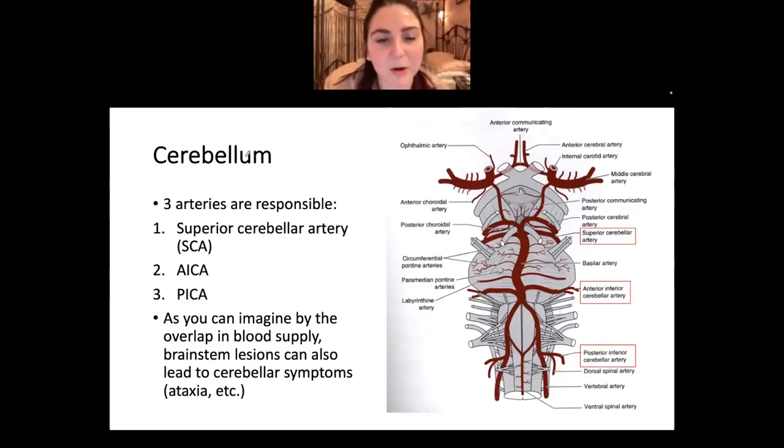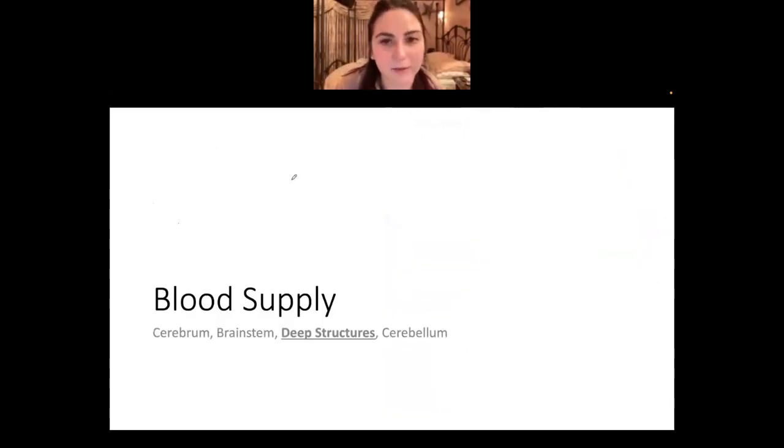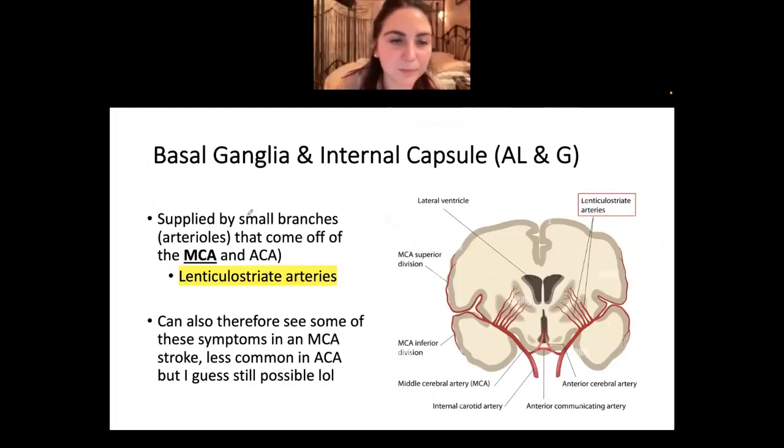And then I'm going to go to the cerebellum next. It's again, back to this picture because everything comes from this picture. There's 3 main arteries that supply the cerebellum and they all have cerebellar in the name, which is really nice. But if they're abbreviated, they don't. So just keep that in mind. So the first one is your superior cerebellar. Your second one is your anterior inferior cerebellar artery. And your last one's your posterior inferior cerebellar artery. As you can imagine, by the overlap in blood supply, brainstem lesions can also lead to cerebellar symptoms. So remember, cerebellar symptoms are things like you're having difficulty staying on your feet. You're having those ataxia symptoms.